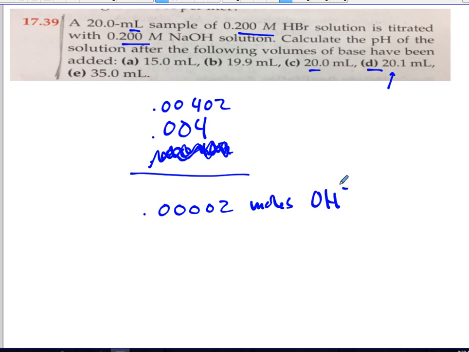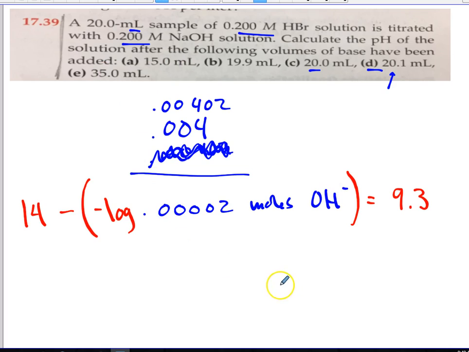OH minus. So now I'm going to do it slightly different. I'm going to take 14 and subtract the negative log of this number, because now I'm finding the pOH. That's 9.3. That makes perfect sense, because this other one was 4.7 and it's the same difference.